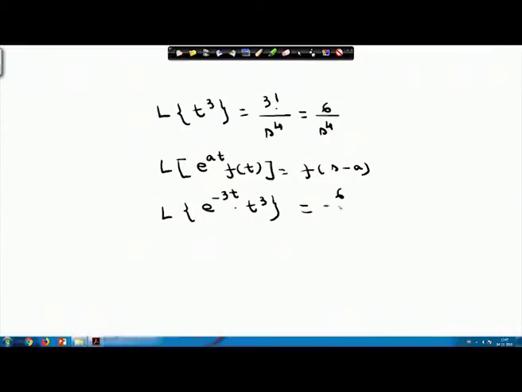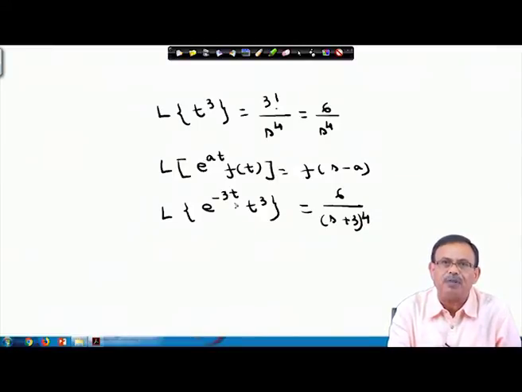So, it will be 6 by (s plus 3) whole to the power 4, because a is minus 3 here. So, F of (s minus a), so 6 by (s plus 3) whole to the power minus 4. You see the advantage. Here your problem was to find the Laplace transform of this.